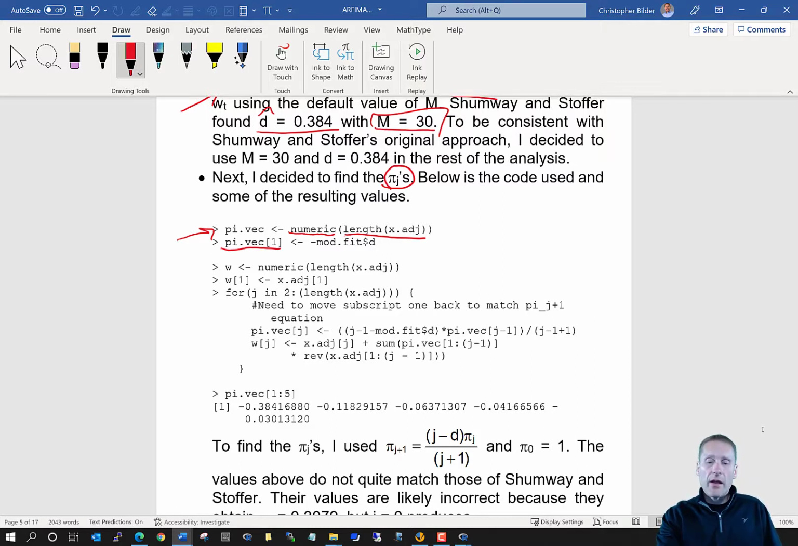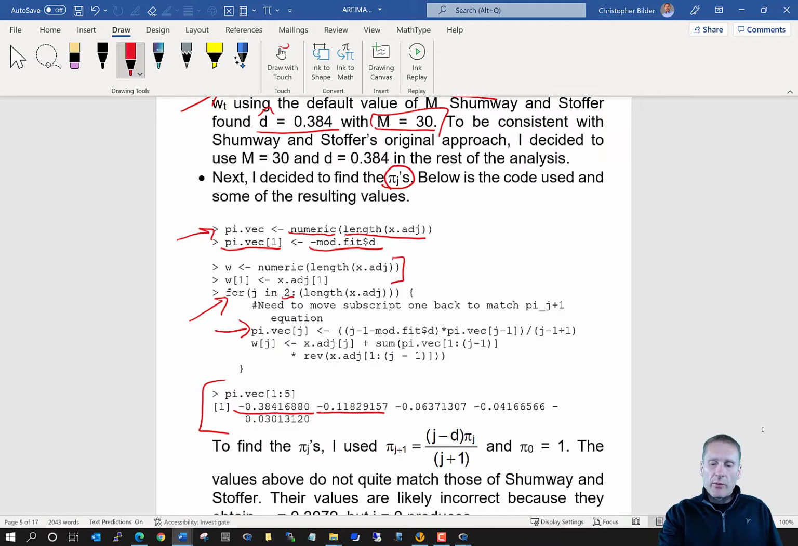Now, pi sub 1 I know is going to be negative d, based upon what we've seen previously. And then simply I'm going to use a for loop where I'm going to find pi sub 2, pi sub 3, all the way up to the last pi. How do I do that? I use this recursive relationship. I program that in there, and this is what I get. Notice here is pi 1, here's pi 2, and so on. Of course, pi 0 is equal to 1. So this is the relationship I use.